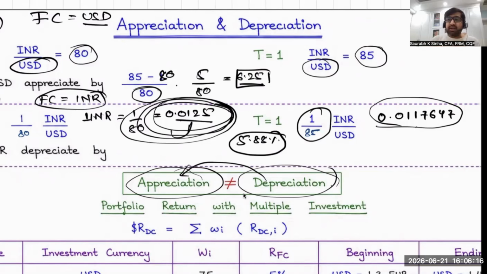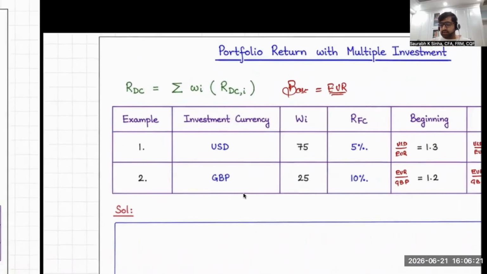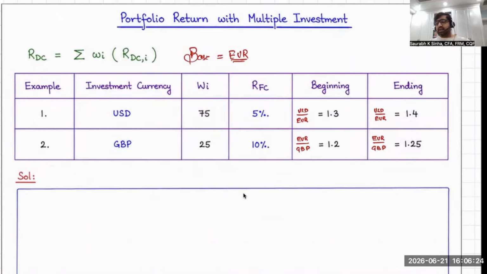Okay. If you haven't understood till now why this is important, let's do one question and try to understand what would be the effect if you're investing in two different foreign currencies with a weight of 75% and 25%. And if you have to calculate the final return of the portfolio in the domestic currency, which is EUR, then how would you calculate it? Okay. So let's look into the formula.